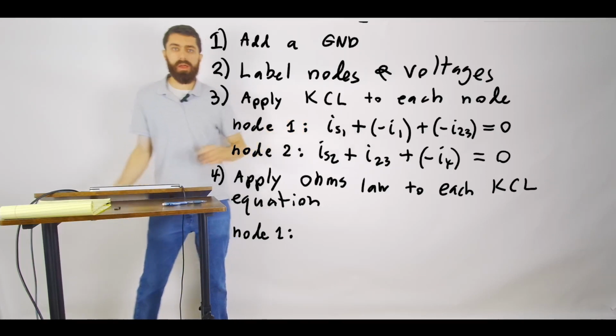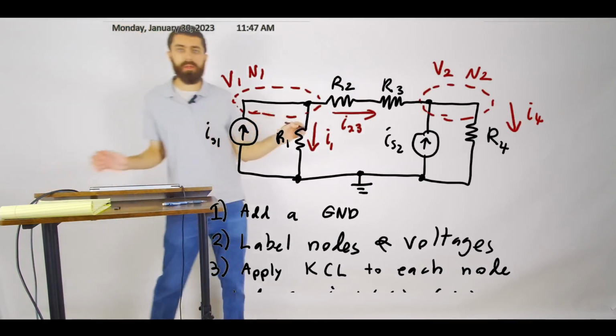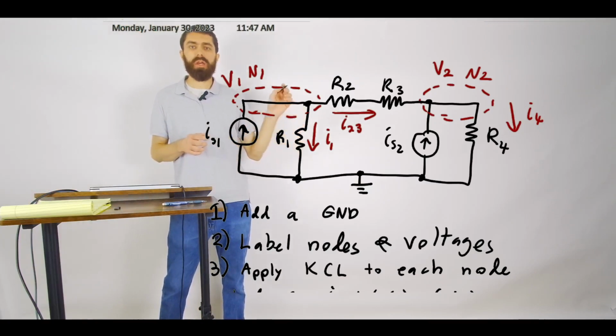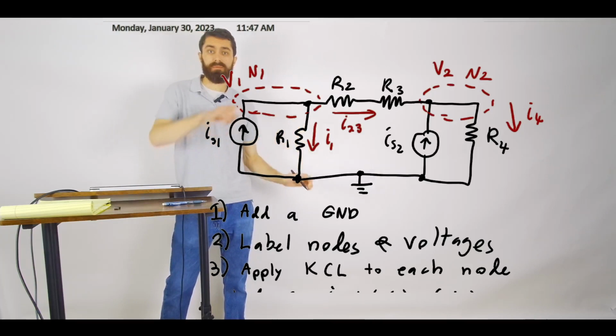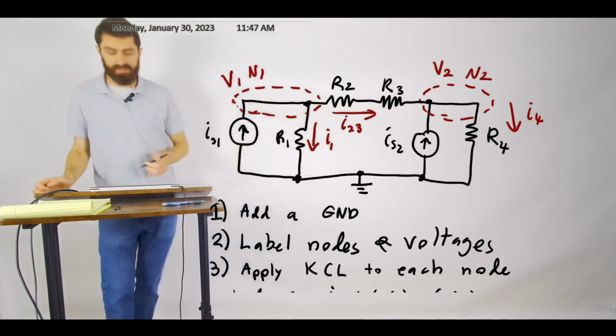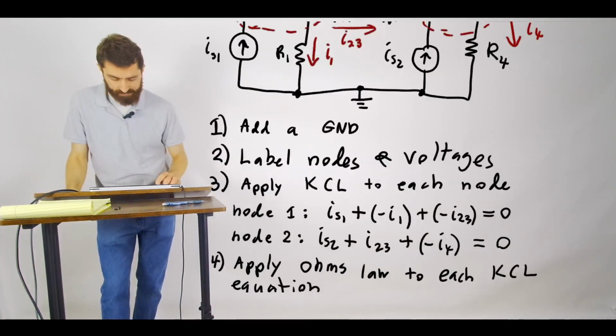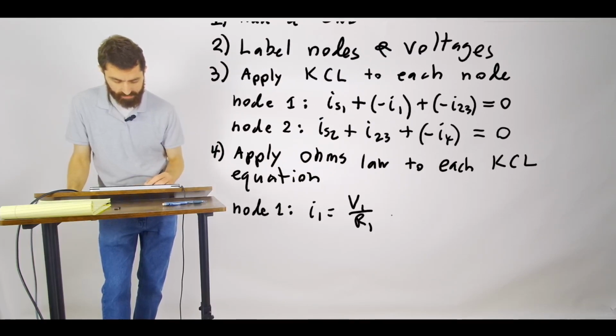So I1, if we go back to our circuit here, I1 is equal to V1 divided by R1 because the voltage across it is V1, our nodal voltage is across R1, so V1 divided by R1 will give us I1. So I1 is equal to V1 divided by R1.